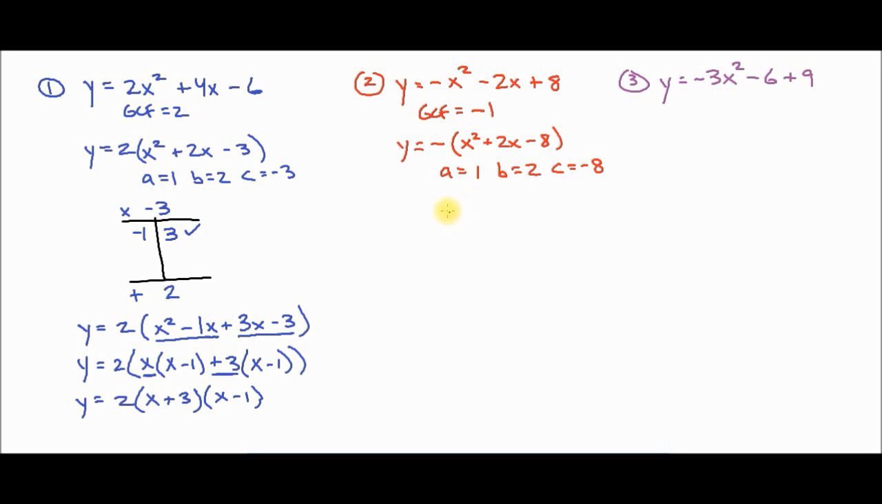Let's go ahead and draw our X so we can find the two values of b. A times c, 1 times negative 8 is negative 8. The b term goes on the bottom. What two numbers multiply to give us negative 8 and add to give us 2? Let's start looking at our combinations. 1 is always the first one I check, 1 and 8.